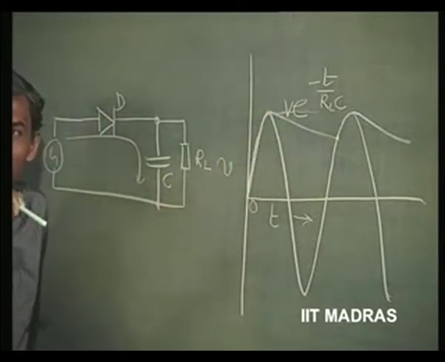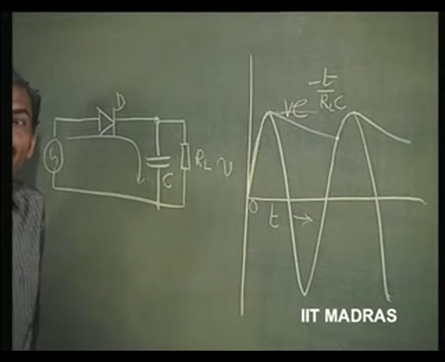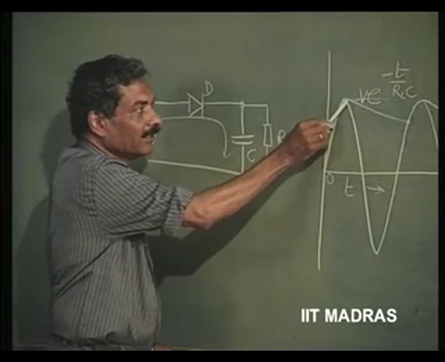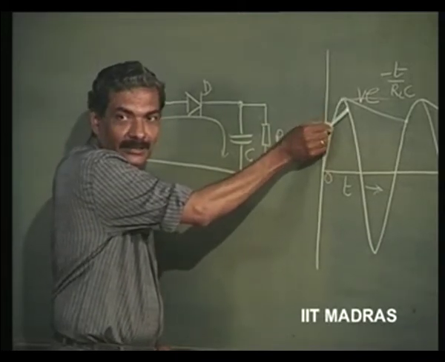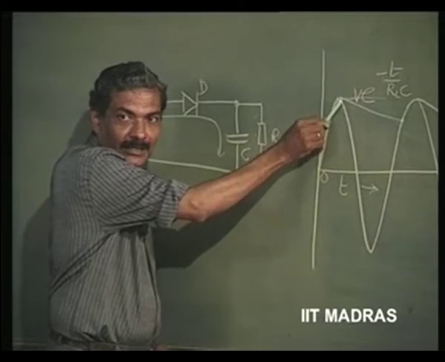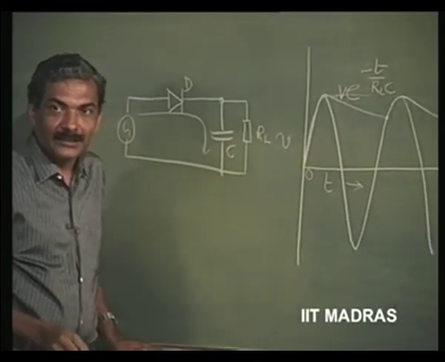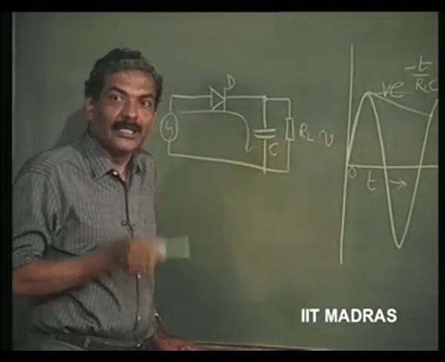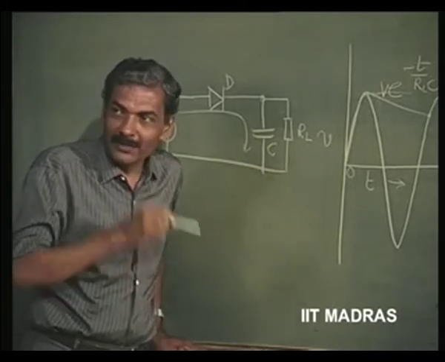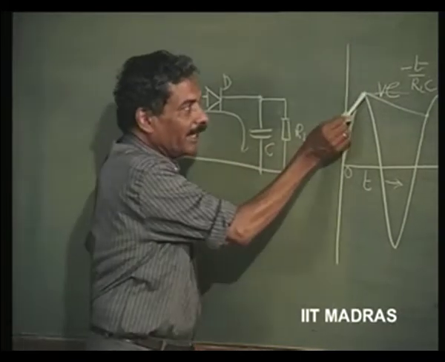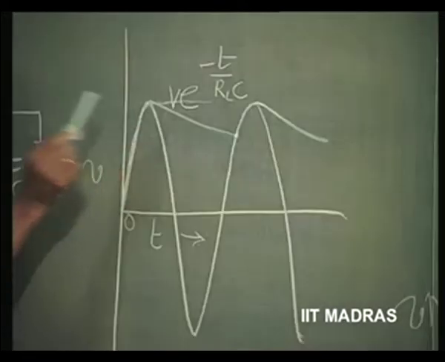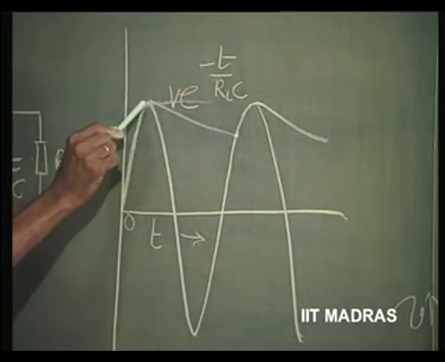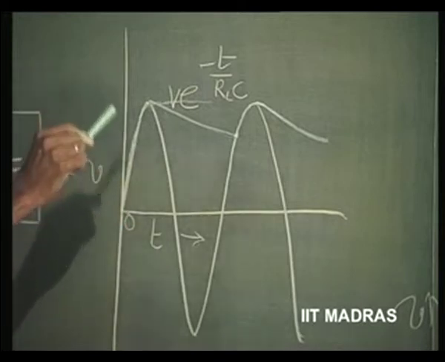If the rate of discharge is faster than the rate at which the input is falling, in fact the input rate is 0 here at the peak and it is slowly increasing, then it will keep following the input. The diode will keep conducting. So when the slope actually becomes equal, the rate of discharge due to this time constant is the same as the rate of discharge of the input, that is the point at which it will leave this waveform.